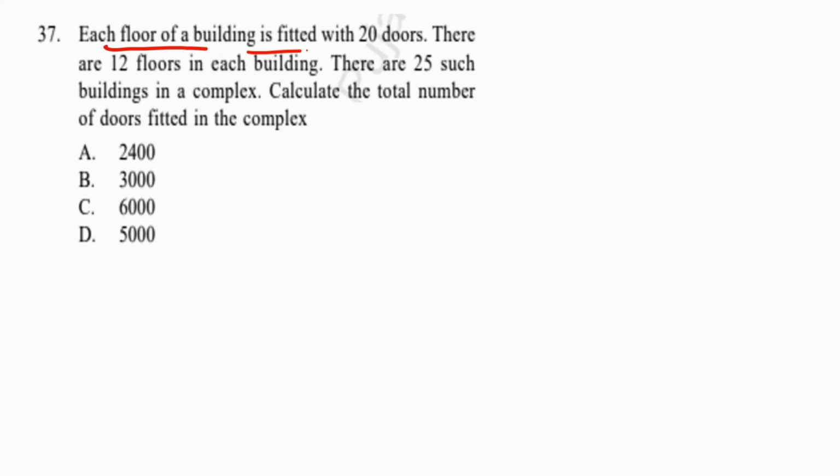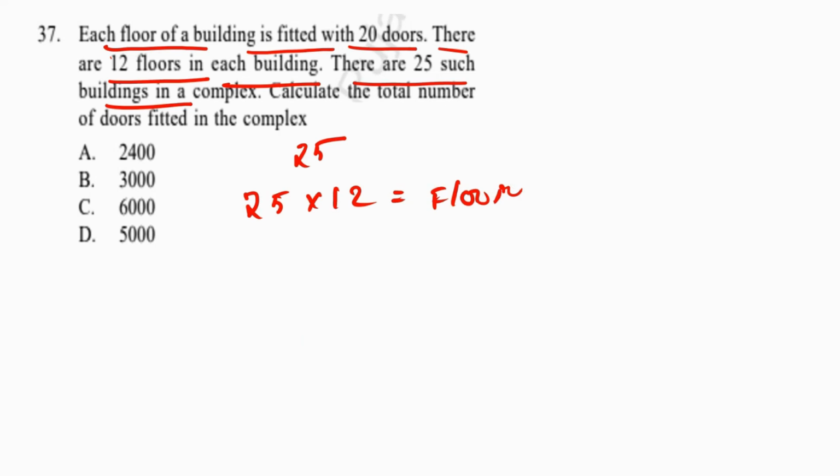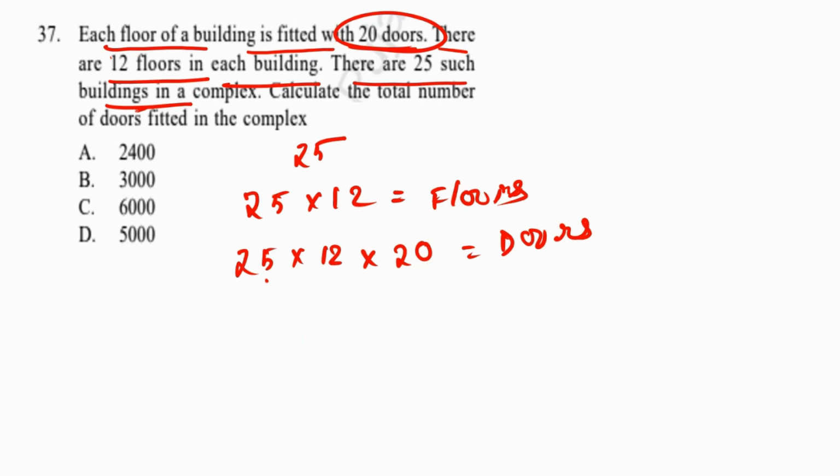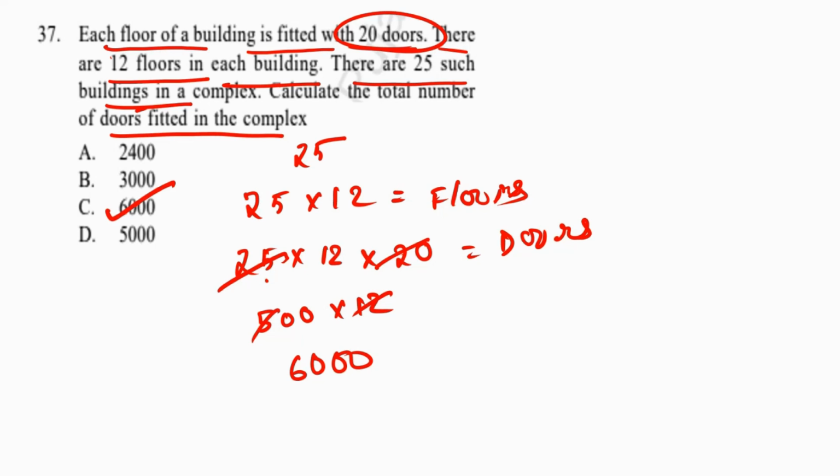Each floor of a building is fitted with 20 doors. There are 12 floors in each building and 25 such buildings. Total number of buildings, 25. Each building has 12 floors. So the number of floors in 25 such buildings would be 25 times 12. And each floor has now 20 doors. So the number of total doors in all the 12 floors of the 25 buildings would be this. So we have to find the total number of doors fitted in the complex. 25 times 2 is 50, and a 0, 500, multiplied by 12. 12 fives are 60 and two zeros added. So 6,000 is the required answer.